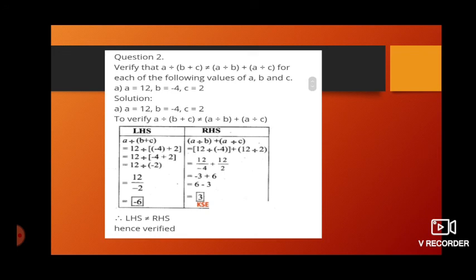Now 12 divided by -2. 12 divided by 2 is 6. Now come to the sign again. Positive by negative, two different signs, will get negative for the answer.